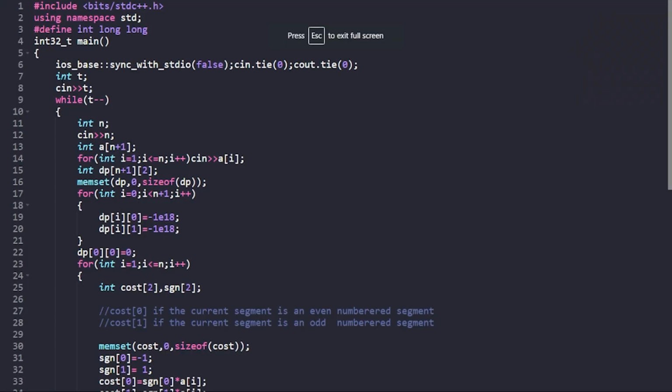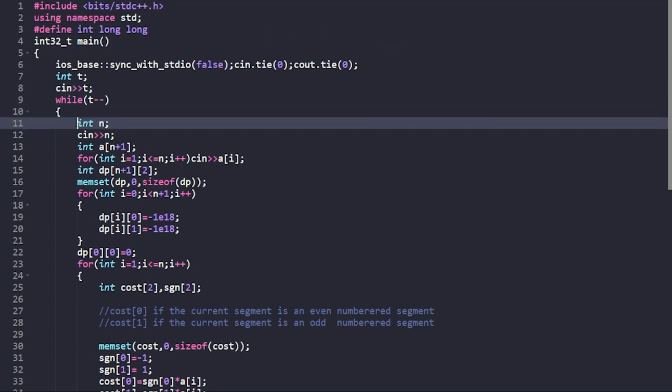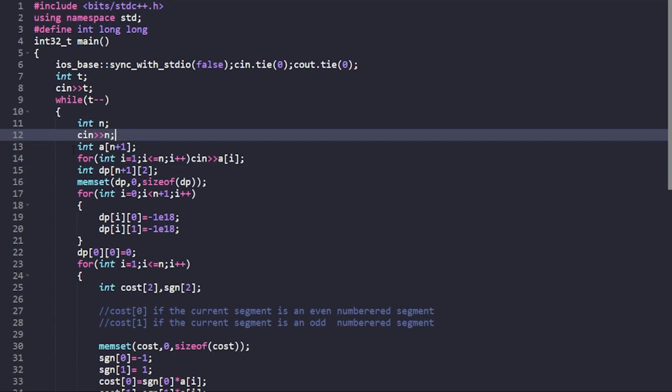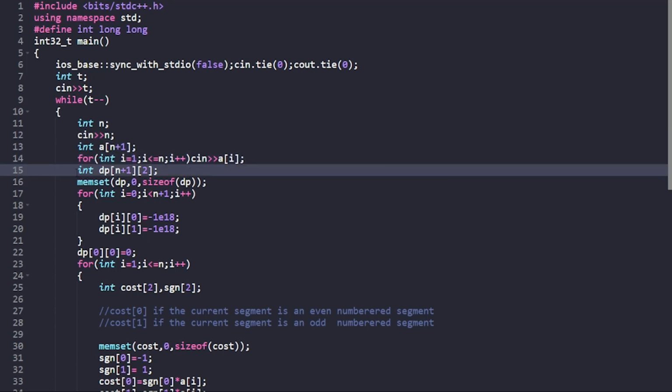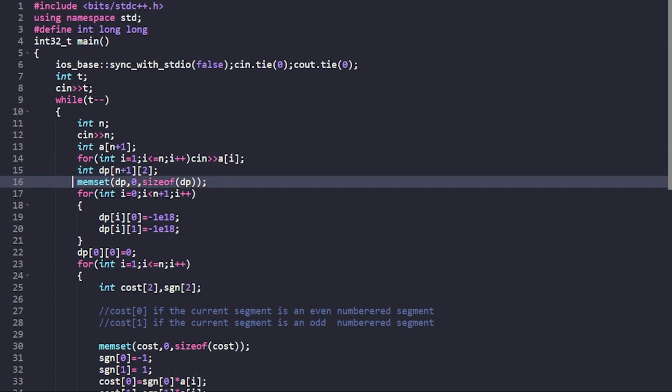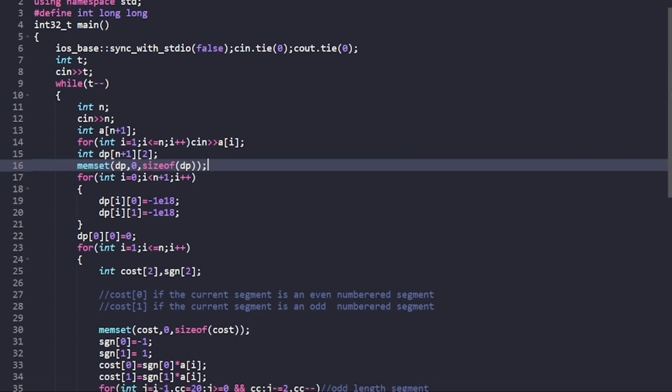So let me come down and show you what I've done up till here. You take the t test cases as an input, you take n as an input, then you take the array as an input. Once you have taken it, you declare a dp for all the n elements, for all the i indexes, that is dp of i0 and dp of i1. That's why you have to take the second dimension, and you initialize every element of this 2D dp to 0, right? Initially you can take a memset.